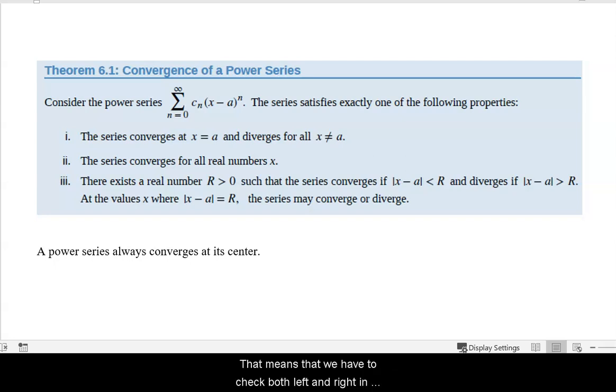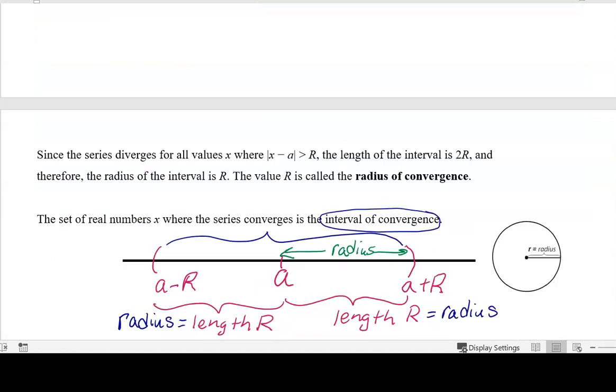That means that we have to check both left and right endpoint on every single power series to know whether or not it converges at the endpoint. There's no shortcut and no way to get around this. Let's move on and look at the next piece of information.